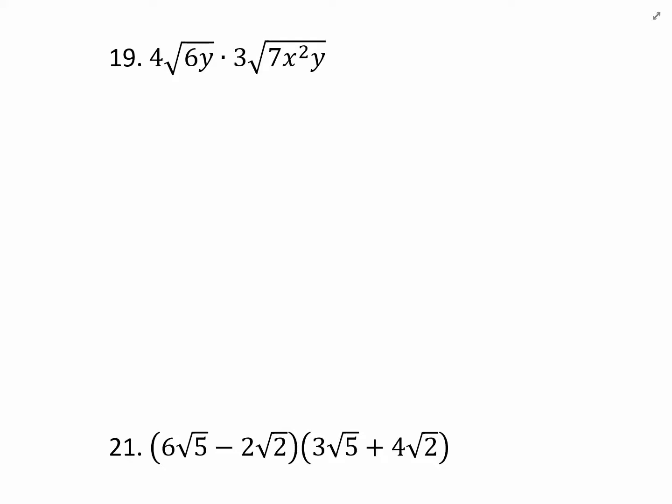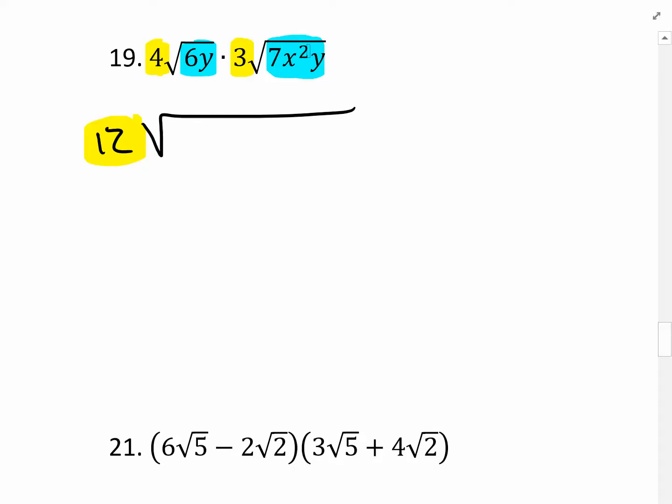The rule for operations with radicals. If you are multiplying radicals, as we are here, it's inside, inside, outside, outside. So I have outsides 4 and 3 multiply to make 12. And inside 6y and 7x squared y multiply to make 42 x squared, and it's y squared because they both had a y.